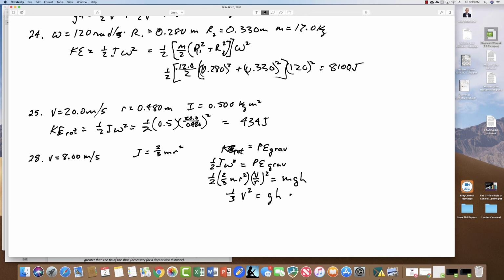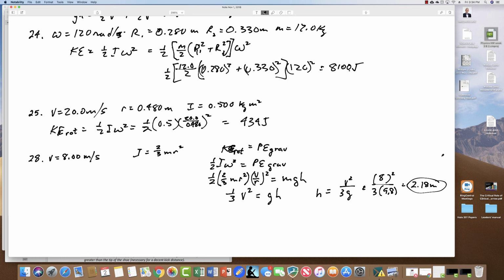And now we're solving this equation for h. So h equals v squared over 3 times g, which is equal to 8 squared over 3 times 9.8. So 64 divided by 9.8 times 3, that's 2.18 meters.